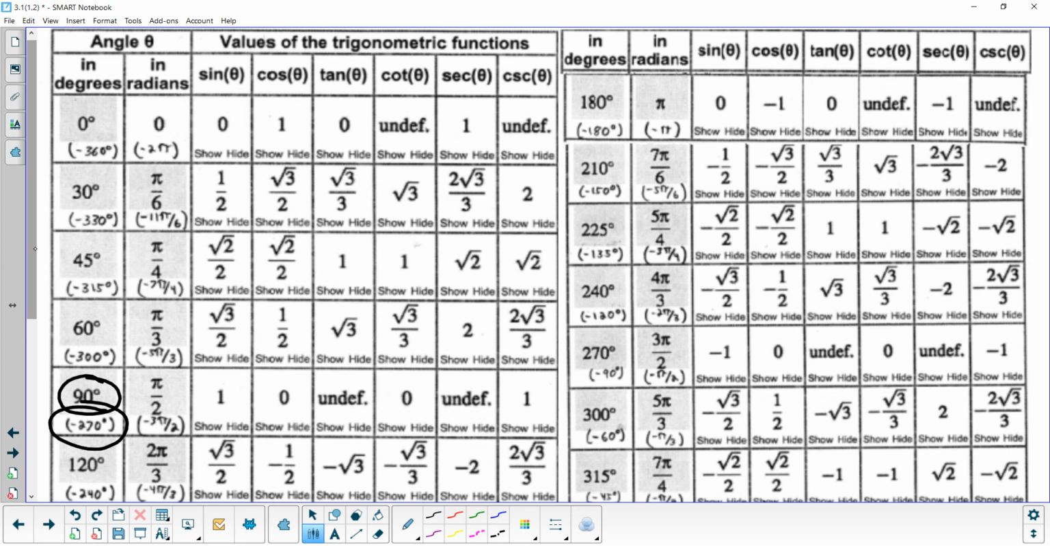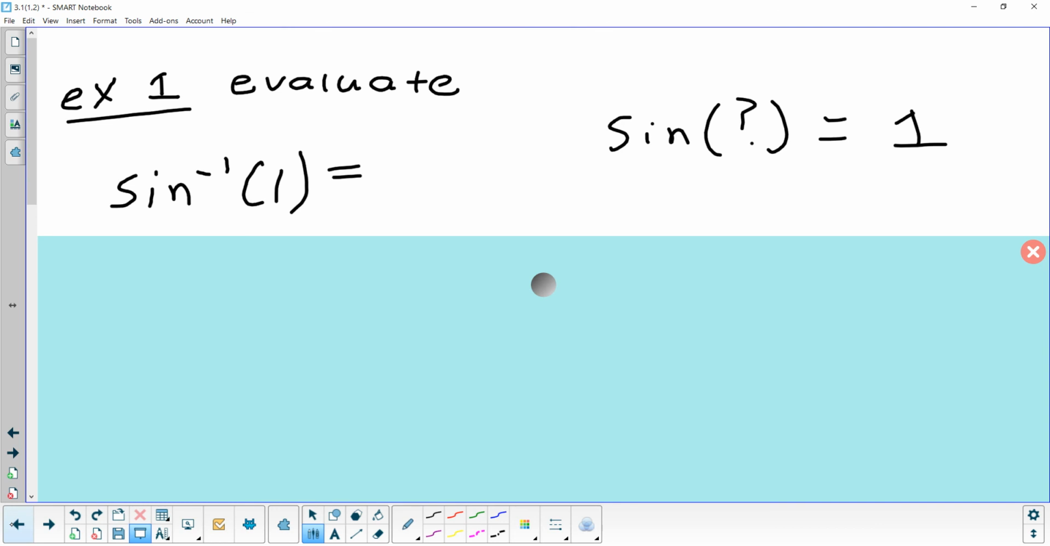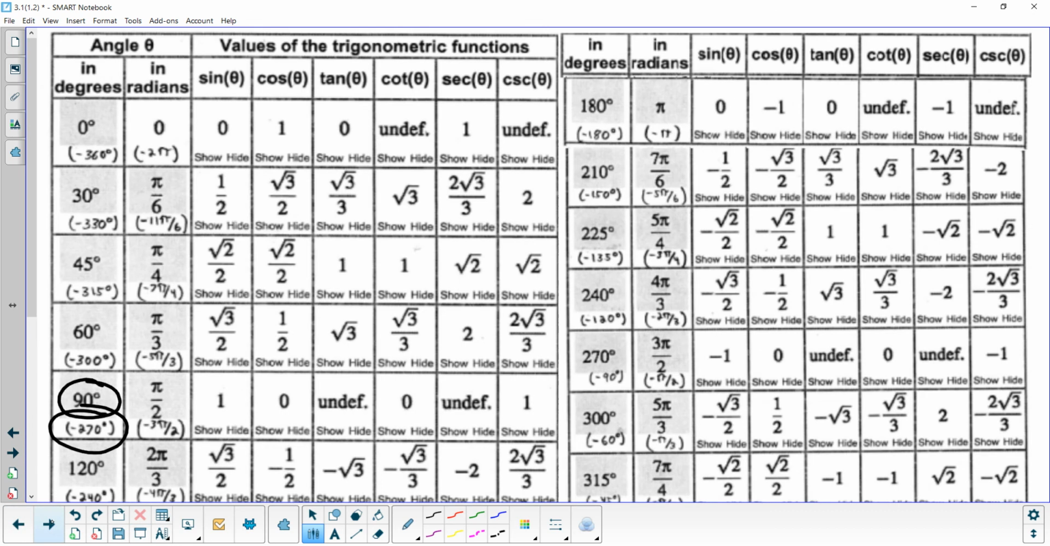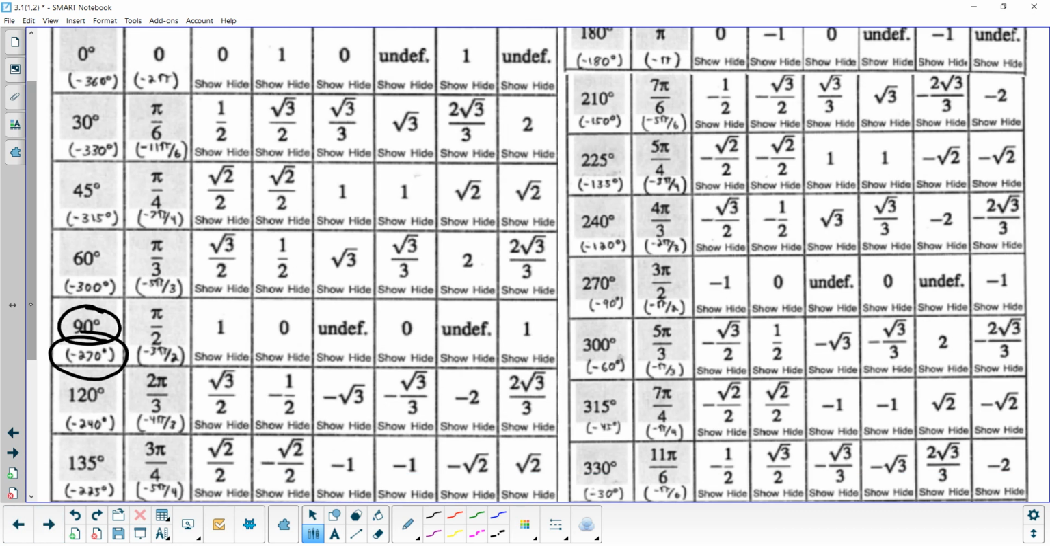Which one should I write down? James? 90. Always go with the one that's between negative 90 and 90. Directions here weren't very specific. They didn't say radians or degrees. But if you wanted radians, you would have just written pi over 2.